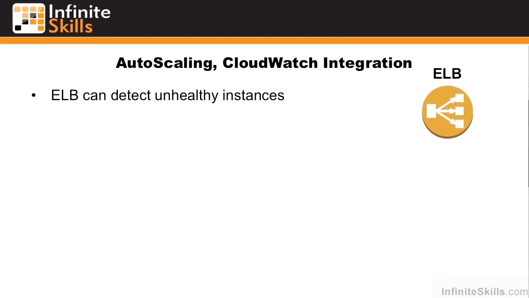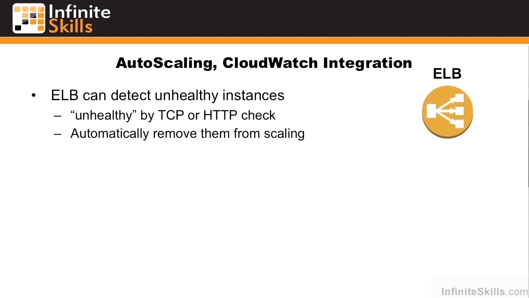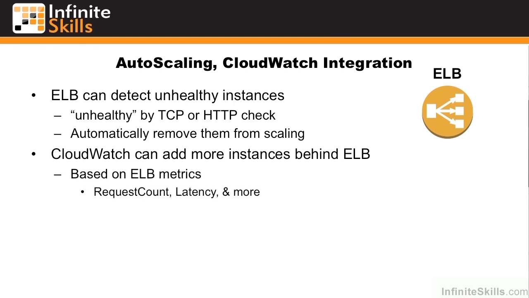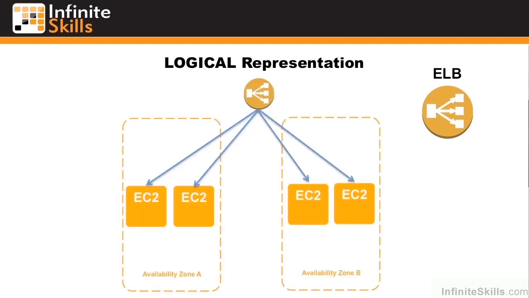ELB can detect unhealthy instances. Unhealthy is determined by either a TCP or HTTP check. You could put up a web page that the ELB checks to see if an instance is up, and then automatically remove the instances from scaling if it detects that they're unhealthy. CloudWatch can add more instances behind the ELB, either based on ELB metrics such as request count, latency, and more, or based on instance metrics themselves, such as CPU, I/O, or custom metrics.